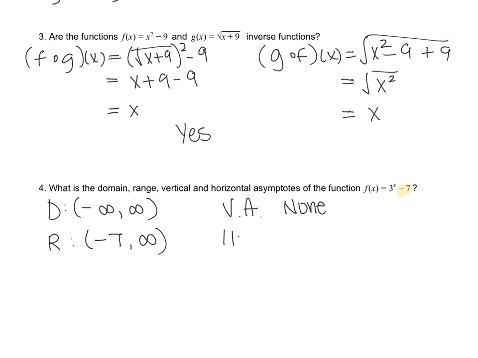There is, however, always a horizontal asymptote. Ranges are always restricted on exponential functions, so again, we look at that number that's being added or subtracted, and that's where our horizontal asymptote is. So in this case, it's going to be y equals negative 7. So domain and vertical asymptote tie directly to each other, and then the range and the horizontal asymptote tie together.